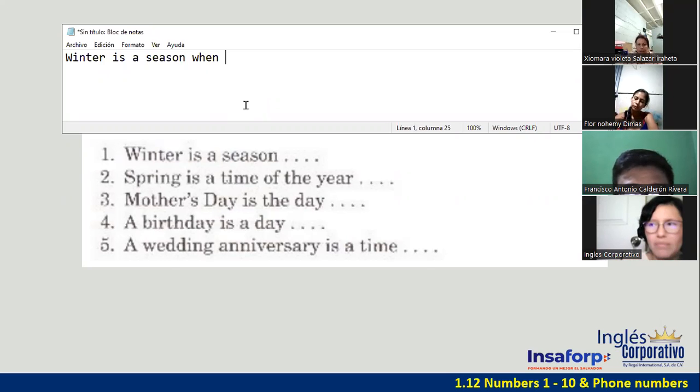Winter is a season when it's cold and rains a lot. Ah, okay, it's cold and rains a lot, okay? Very good. What else, Flor Noemi?